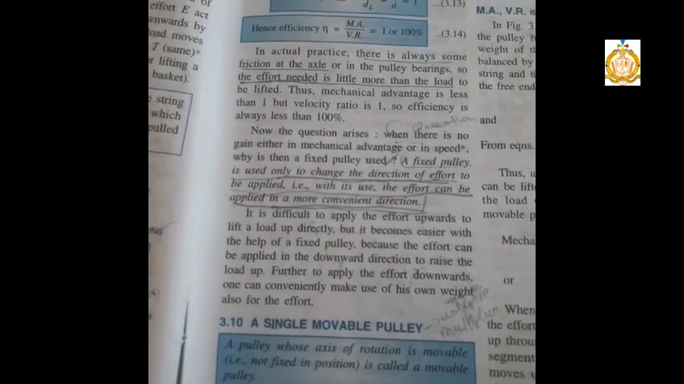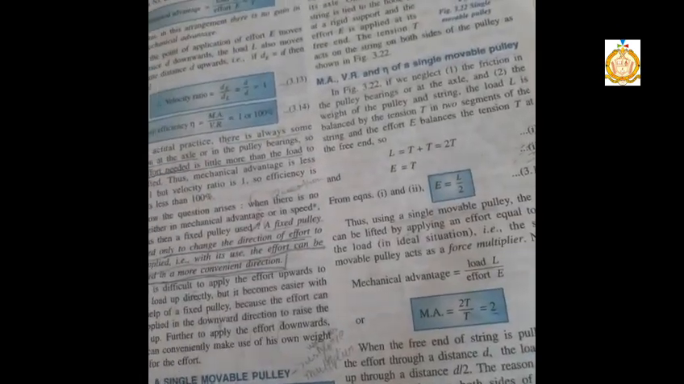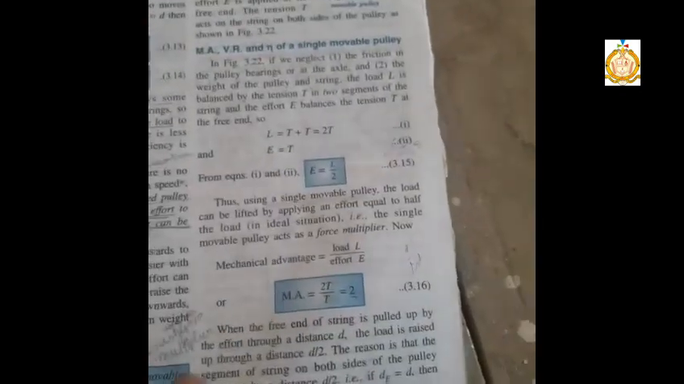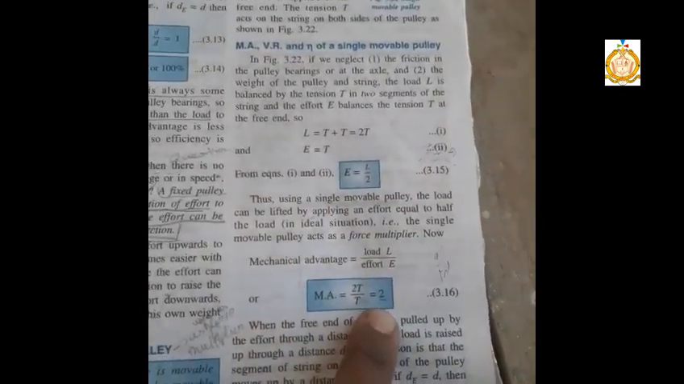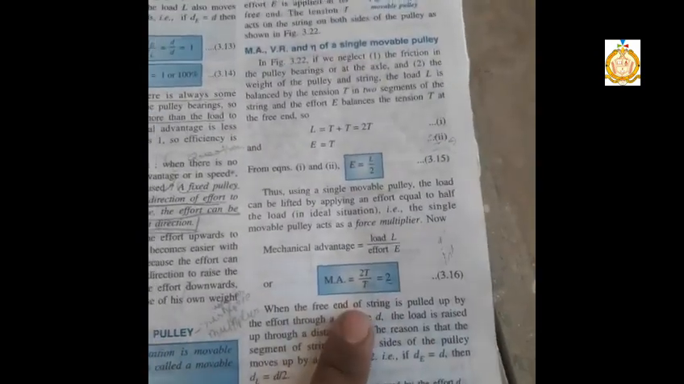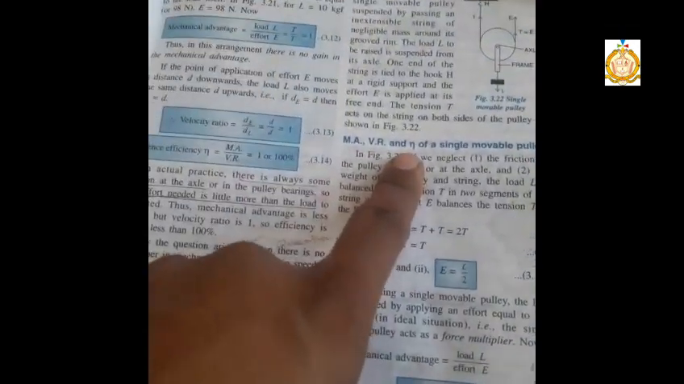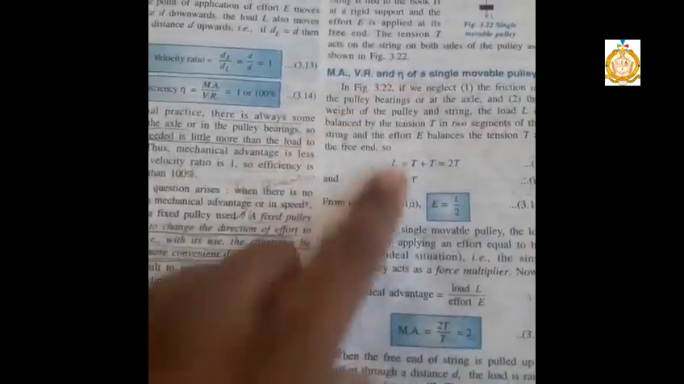Second, we are having a single movable pulley. In the single movable pulley, the mechanical advantage is, first of all, 2. Fixed pulley mechanical advantage is 1, and here the single movable pulley mechanical advantage is 2. How? Mechanical advantage, velocity ratio and efficiency of a single movable pulley.